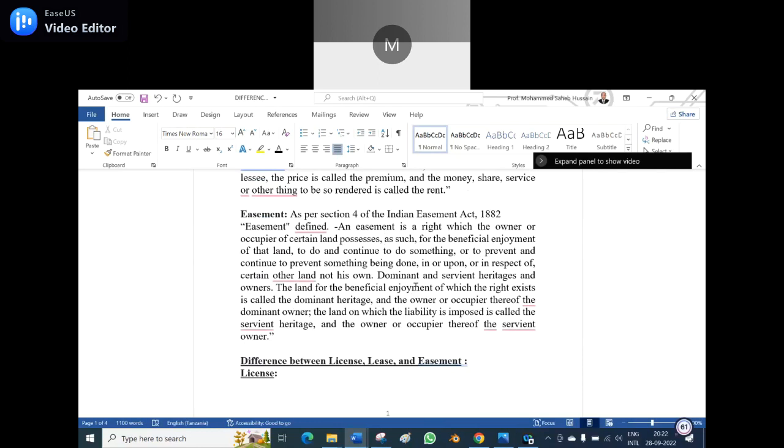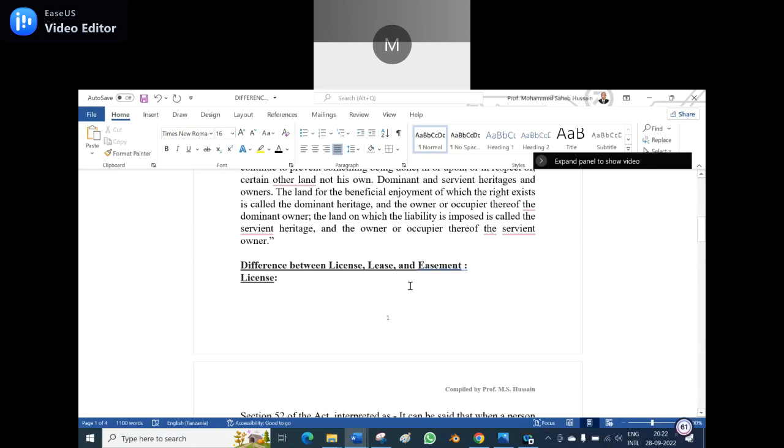The land for the beneficial enjoyment for which the right exists is called the dominant heritage, and the owner or occupier thereof, the dominant owner. The land on which the liability is imposed is called the servient heritage, and the owner or occupier thereof, the servient owner. Either you can say servient owner or you can say servient heritage.